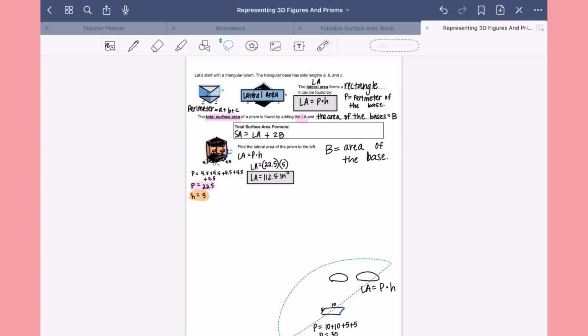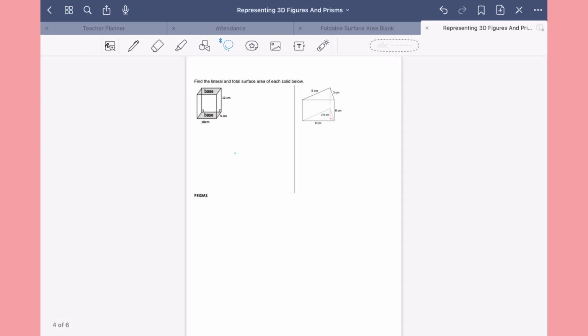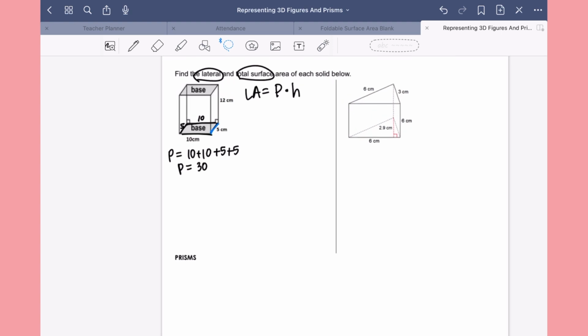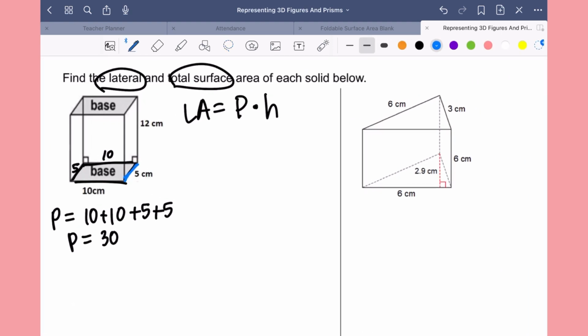Okay, now I have this. Copy. Paste. Okay, so we were right here. We found the lateral area. We need the height. So the height was 12. So we plug it in. Perimeter was 30 times the height, which is 12. So my lateral area is 30 times 12, which is 360 centimeters squared.